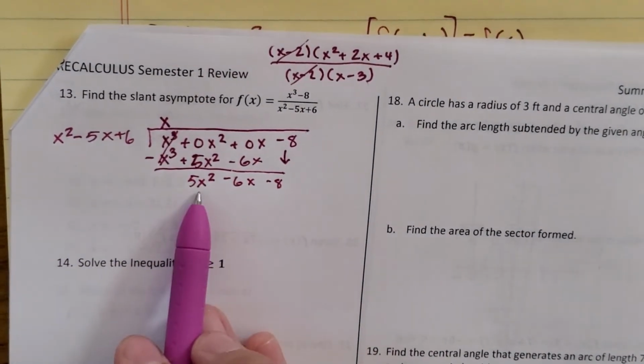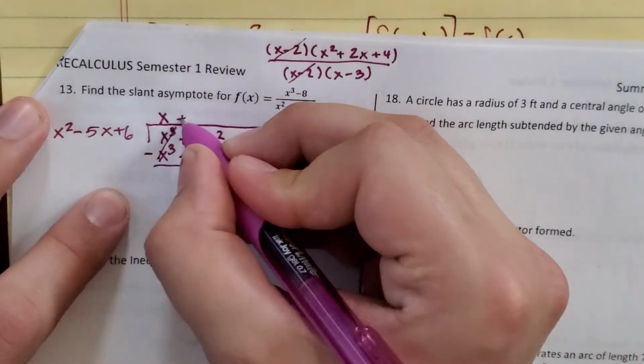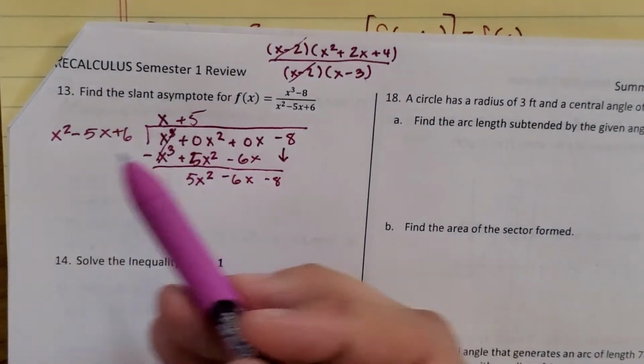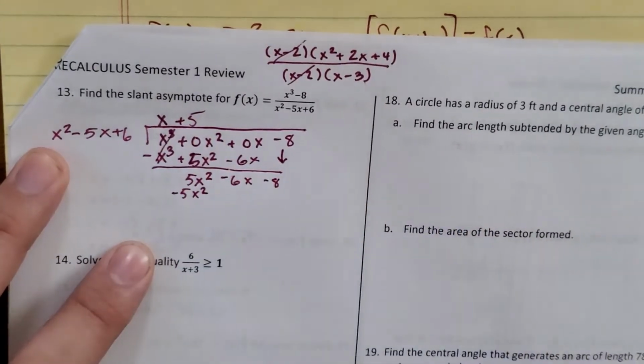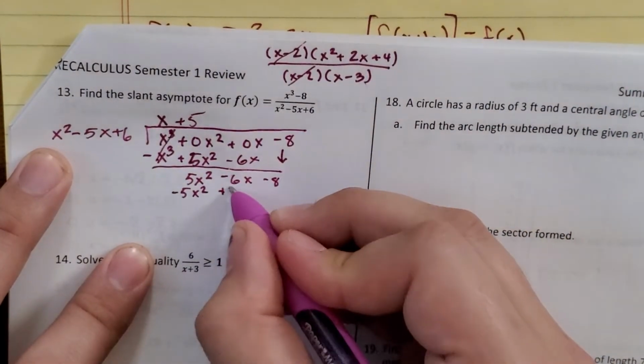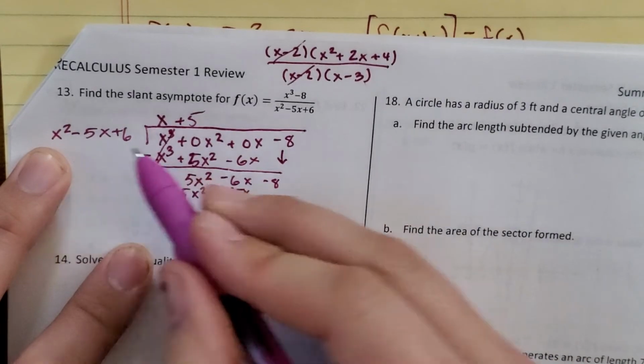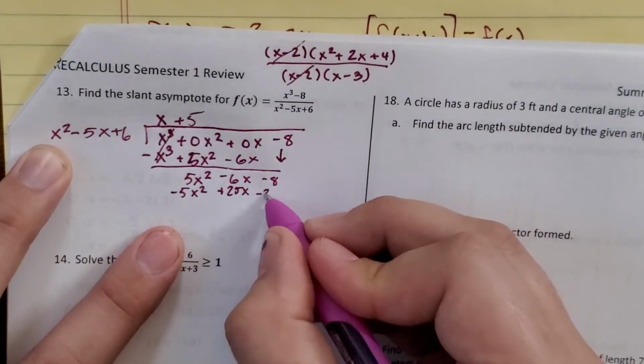x squared times what is 5x squared? That's a plus 5, so I'm going to put plus 5 here. 5 times x squared is negative 5x squared. When we change our signs, 5 times negative 5x is negative 25. Change the sign, it's positive 25x. And 5 times 6 is 30. Change the sign, it's minus 30.